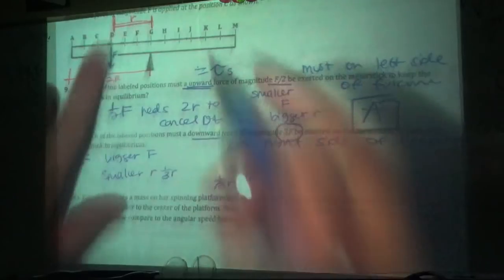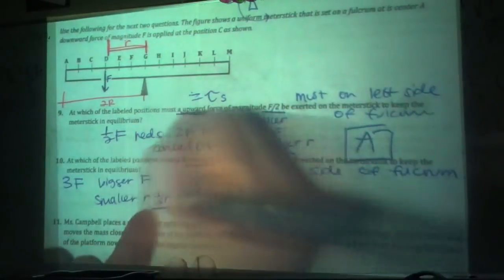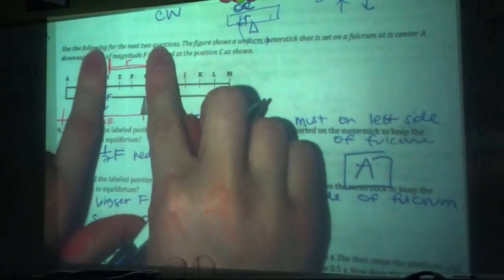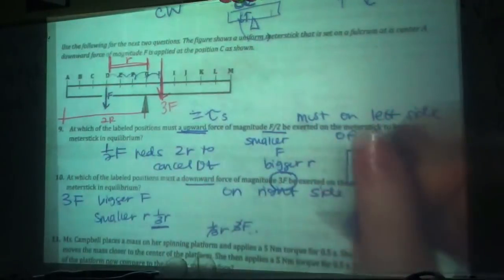So 1/3 of the original distance to the axis of rotation, which was 3 units over. I need to go 1 unit over because that would be 1/3. So then I need a downward force of 3F right here. That is what would cancel out. So at point H.